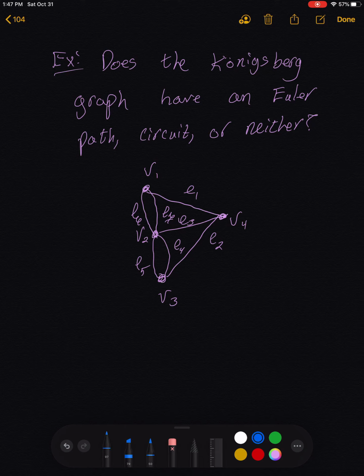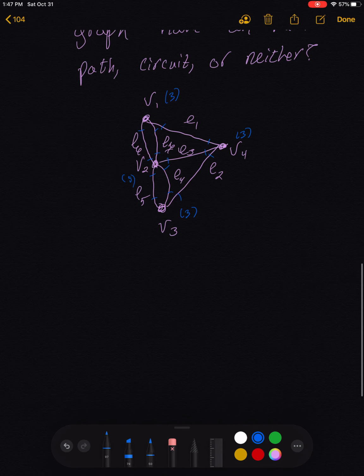If we look at the degree of each vertex in the Königsberg graph, vertex 1 is degree 3, because I see 1, 2, 3 edges attached. Vertex 4 is degree 3, because I see 1, 2, 3 edges attached. Vertex 3 is degree 3, because I see 1, 2, 3 edges attached. And vertex 2 is degree 5. There are 5 edges attached to V2. So what I have here are 4 different odd vertices, and since there are more than 2 odd vertices, there are no circuits or paths, rather.